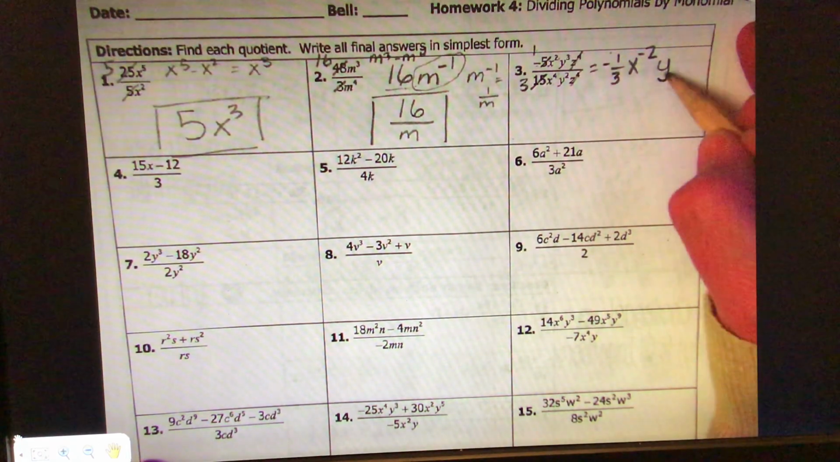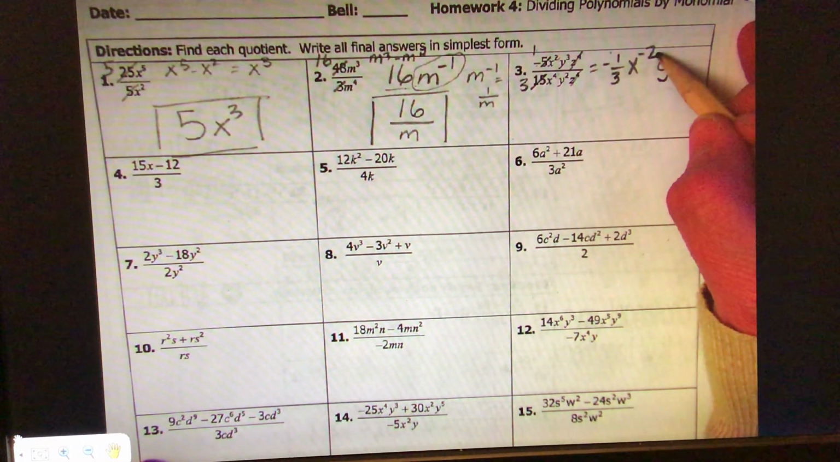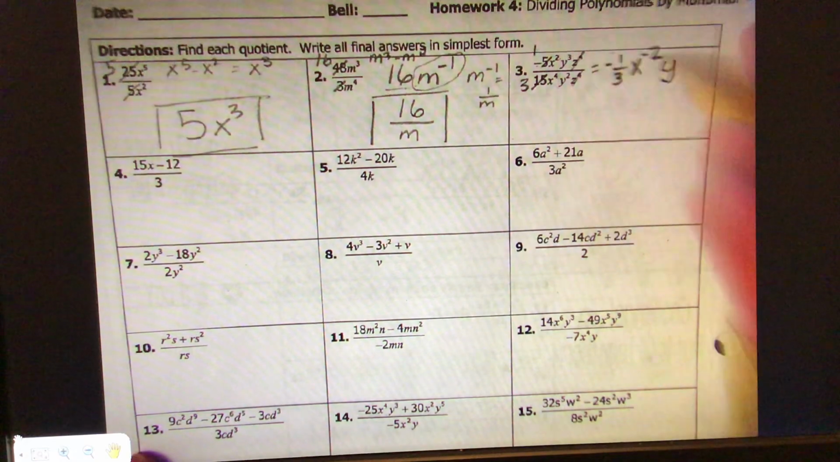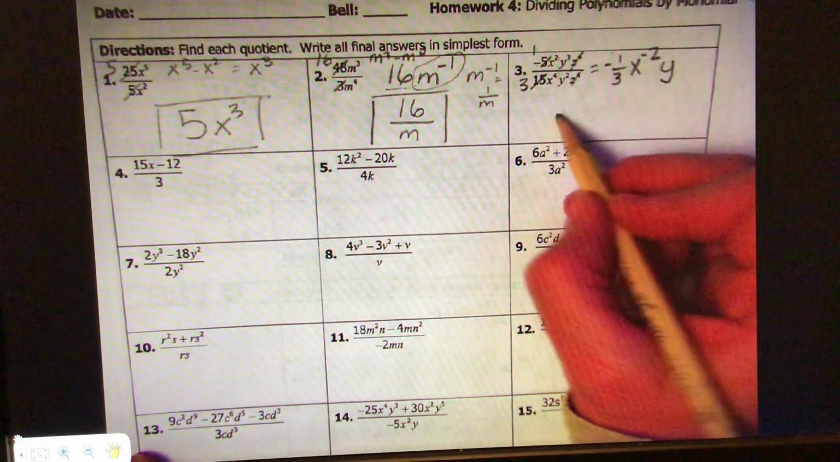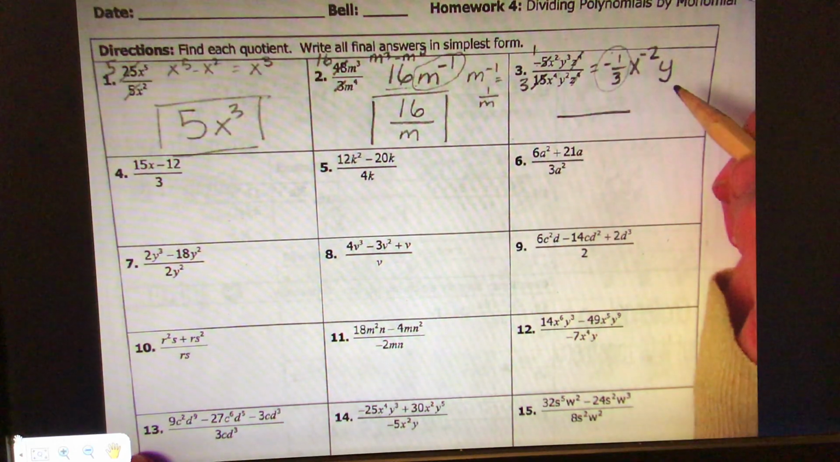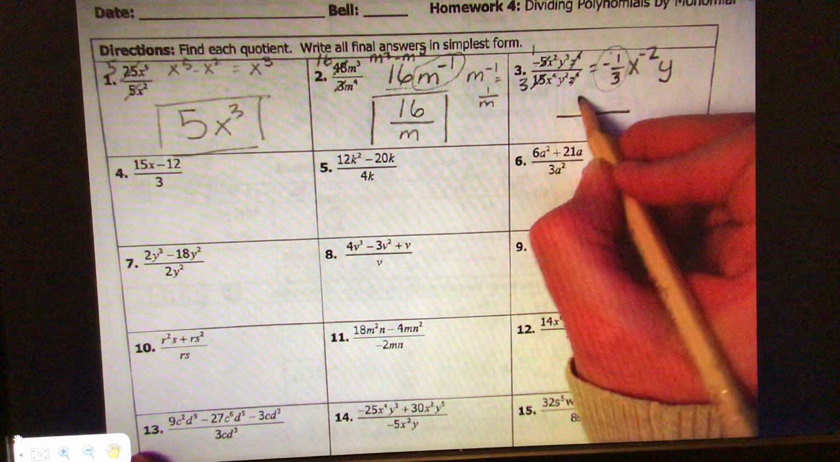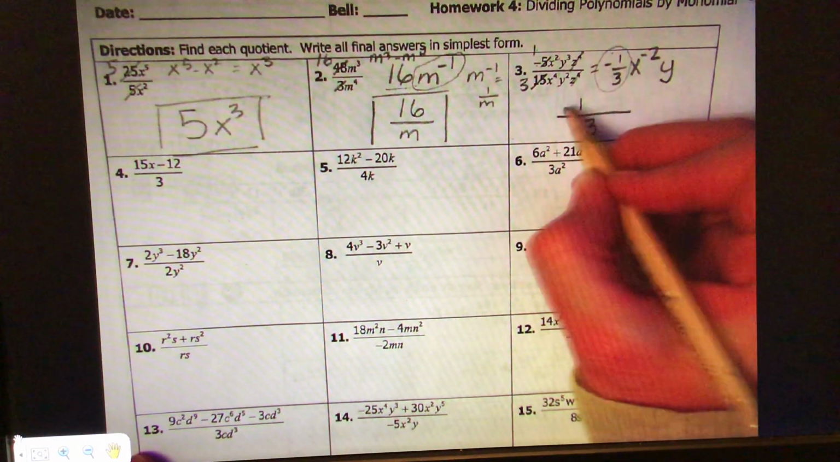So I can further simplify this because I don't want to have a negative exponent, right, in a final answer. So let's think about this for a minute. My fraction here stays a fraction. So you could think about this. You could rewrite it like that if you want, right?